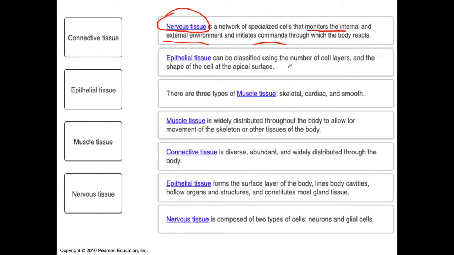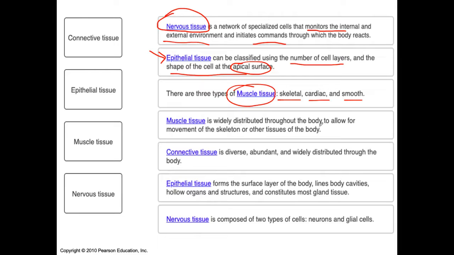Which is classified using the number of cell layers and the shape of the cell at the apical surface, at the top surface? Well, that's epithelium. Right? Is it simple or stratified? Is it cuboidal? Is it columnar or squamous? Skeletal muscle, cardiac muscle, smooth muscle, well, those are muscle tissue.